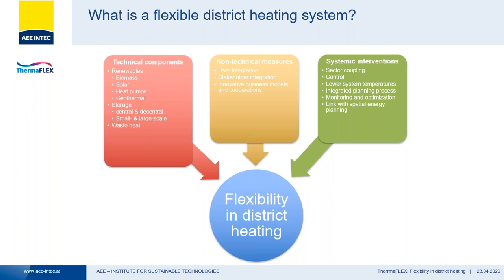Additionally, and most often, one of the most critical points are not of technical nature. So what you always have to add to this more engineering perspective of technologies and systemic interventions, you have to think about non-technical measures to get everybody on board, to get everybody in line. Speaking here about user integration, stakeholder integration, and of course, it has to pay off financially in the end. So we have to think about business models that are good for everybody, that have an added value for everybody, and also setting up cooperation between different stakeholders that might not have been in touch beforehand. And all these things merge together, give us more flexibility in the system, but on the other hand, also increase the complexity.